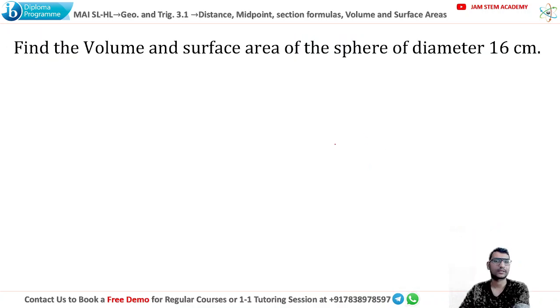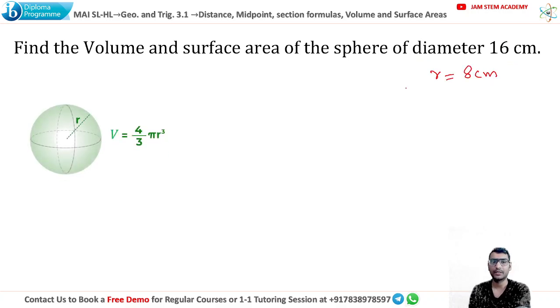Let's solve some questions. It says find the volume and surface area of the sphere of diameter 16 centimeter. So diameter is given, we will convert it into the radius. Radius is half of the diameter, so we got r equals 8 centimeters. Consider a sphere whose volume is to be calculated. We know the formula is 4 by 3 pi r cube. Just plug in the r value as 8 here and we will get our answer.